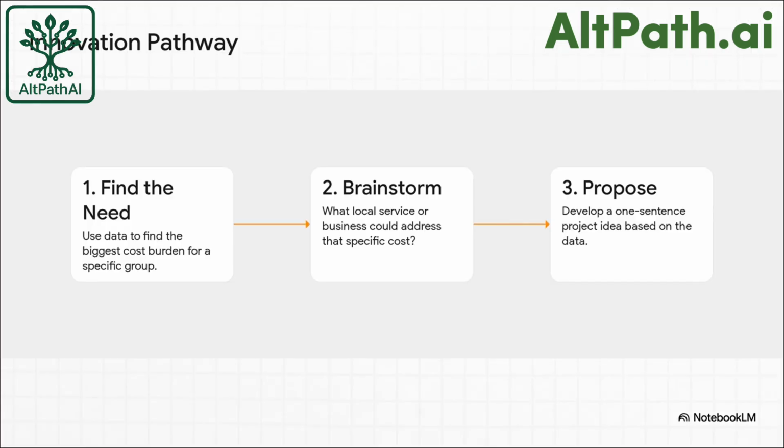And this brings us to the absolute core of the lesson. A simple but really powerful 3-step process for innovation. Step 1, use the data to find the biggest need. Step 2, brainstorm a solution. If childcare is the problem, what could a local business or service actually do about it? And then step 3, you nail that down into a clear project proposal. It's a straight line from data to action.